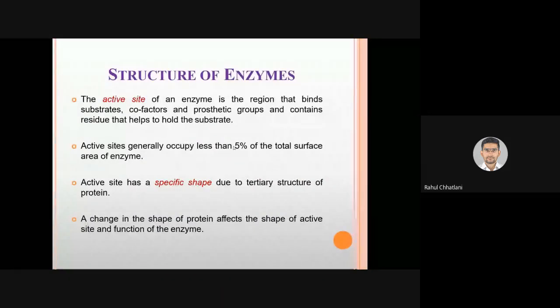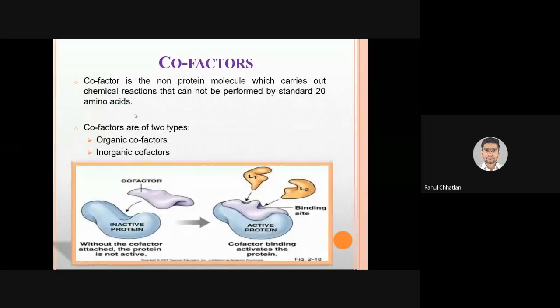Now we talk about the structure of the enzyme. So in that we saw about the substrate. Substrate means something that will react to form a product. Next is cofactor. So what are cofactors? Cofactor is nothing but a non-protein molecule. Maybe carbohydrate, it may be fat, it may be some ions, it may be minerals, anything else, which can carry out a chemical reaction which cannot be performed by the standard 20 amino acids.